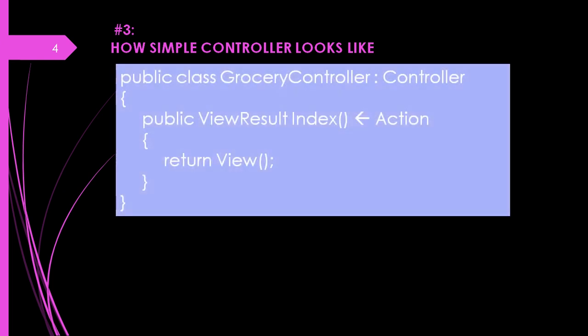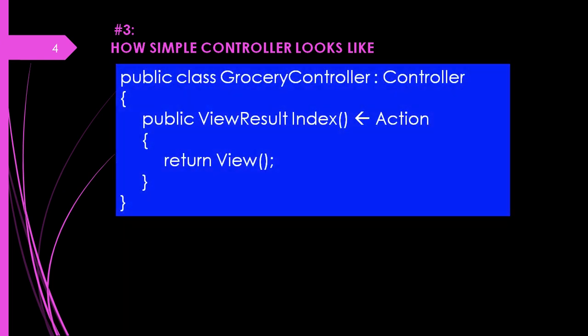So here you can see a simple controller, that is the grocery controller. So here, what is a controller? A controller is nothing but a class that inherits from the base class called Controller. Here you can see the grocery controller is a simple controller which we are creating. This is nothing but a class which extends Controller. What is Controller? Controller is the base class which is provided by ASP.NET, right? So it inherits from this base class. Whatever controller class we are creating, it inherits from the base class Controller.